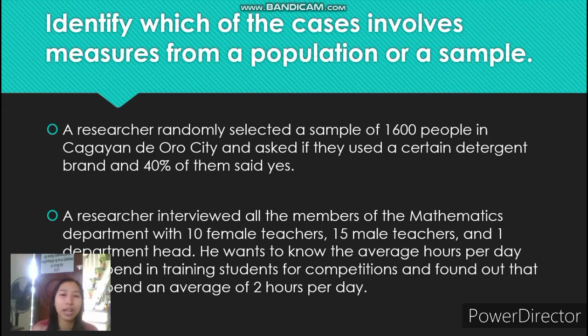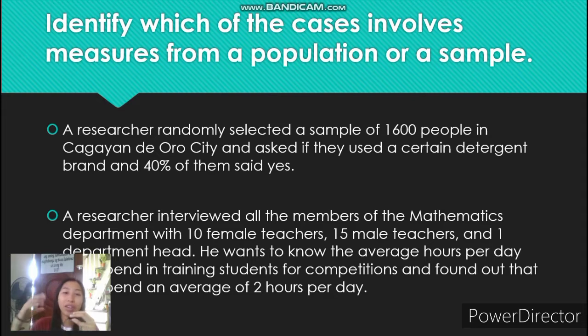So identify which of the cases involves measures from a population or a sample. Let us identify whether it is from the entire population or just a sample from that population. First case: a researcher randomly selected a sample of 1,600 people in Cagayan de Oro City and asked if they used a certain detergent brand, and 40% of them said yes.